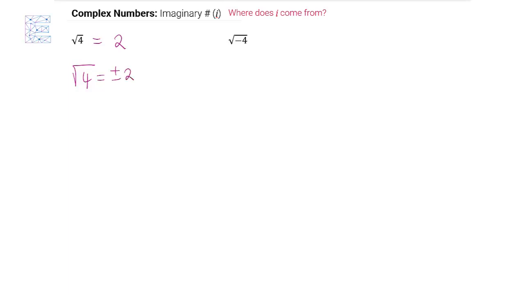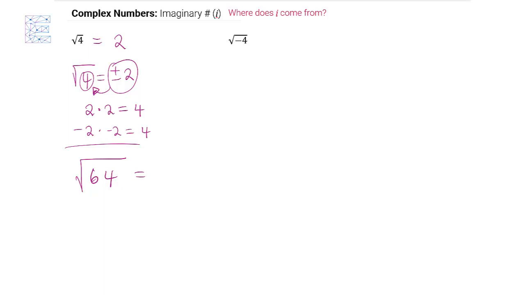The reason why that's the case is because there are two ways to end up with a 4. If you took 2 times 2, you would see that that is 4. Also, if you took negative 2 times negative 2, the answer is also 4. So when you square root a number, you should account for both ways we can end up with a radicand. Let's try another one. If you took the square root of 64, what times itself gives you 64? Well, it's 8. But again, we have to account for both the positive and the negative. So the full answer would be plus or minus 8.